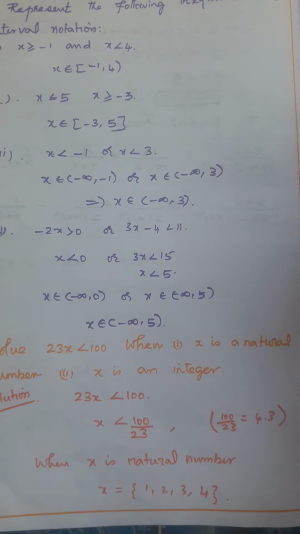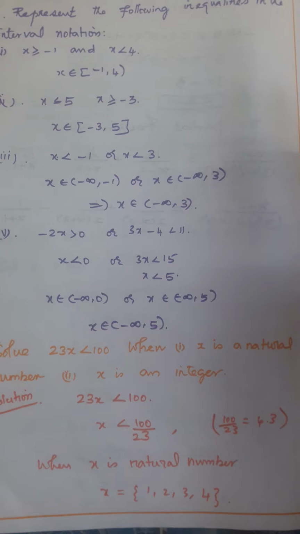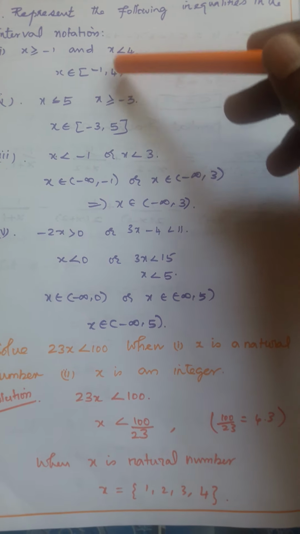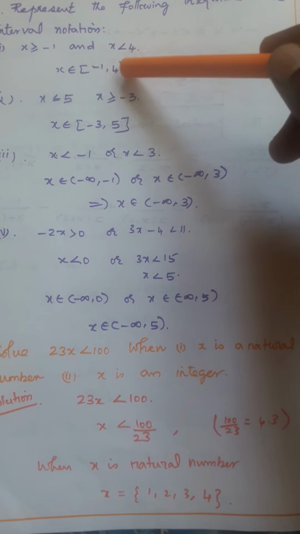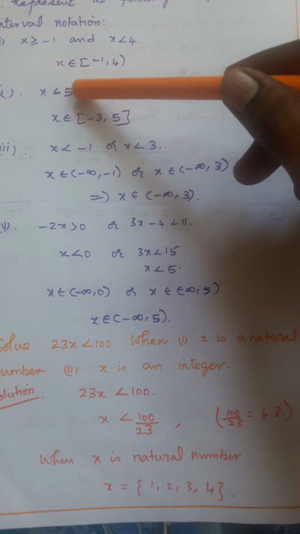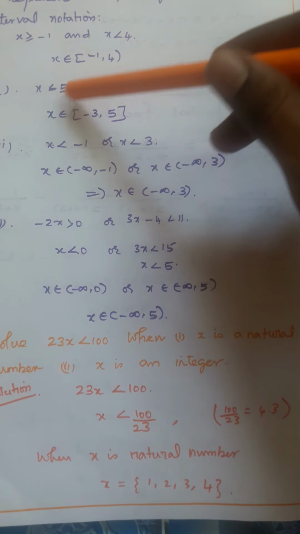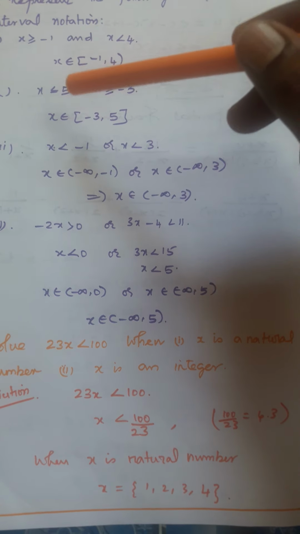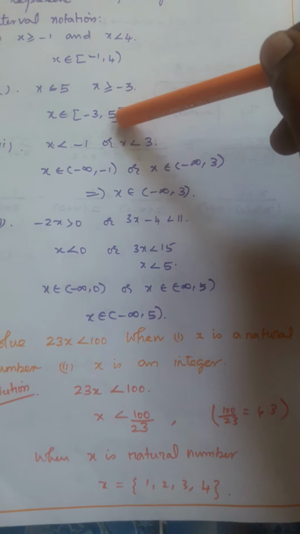So it is called semi-closed and semi-open, right? Closed at minus 1, open at 4. This is read as x belongs to closed minus 1, open 4. And the second one, x is less than or equal to 5 and x is greater than or equal to minus 3. So both are equal to, it can be written as x belongs to the closed interval minus 3 comma 5.